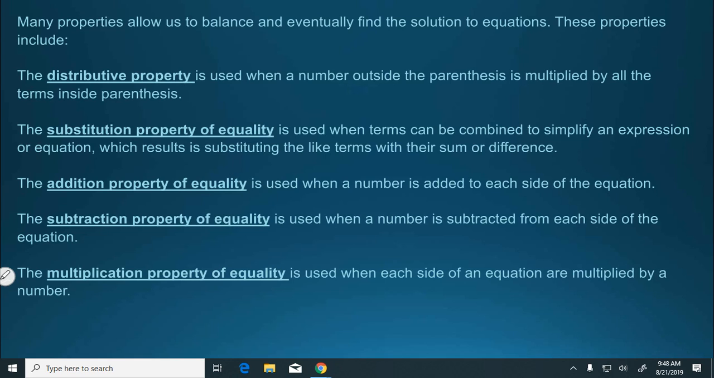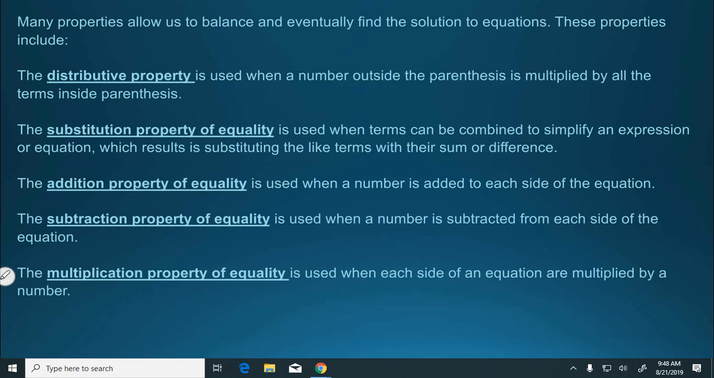Then the addition property of equality is used when a number is added to each side of the equation. So when you add something to both sides of an equation to balance it, you're using the addition property of equality. Similarly, the subtraction property of equality is used when a number is subtracted from each side of the equation. So again, if you're subtracting something from both sides to balance the equation and to simplify it, that's the subtraction property of equality. And then last is the multiplication property of equality, and that's used when each side of an equation is multiplied by a number. And sometimes when it's divided, you're kind of using that inverse operation.